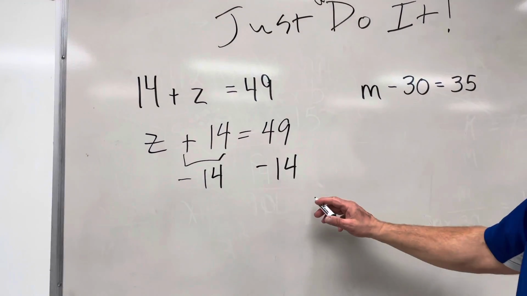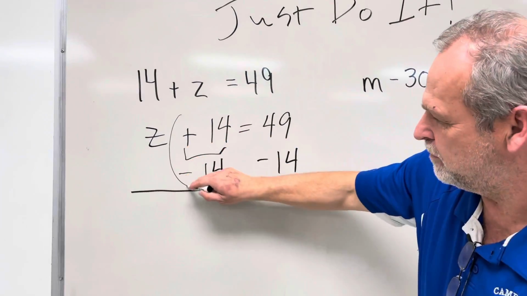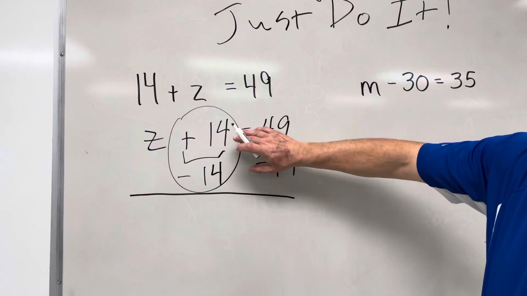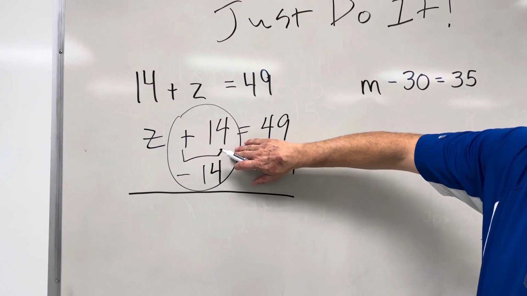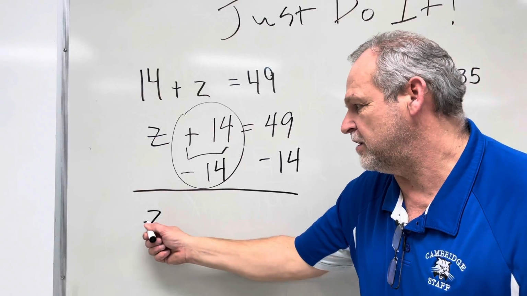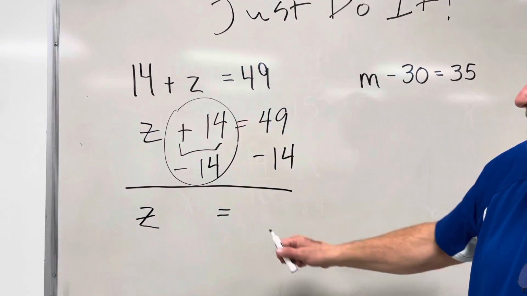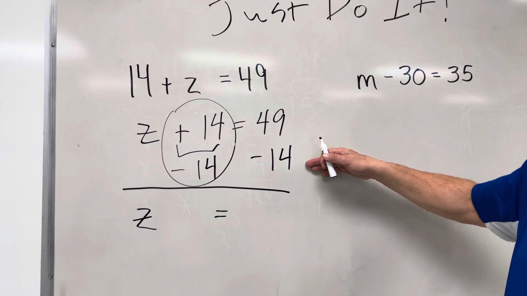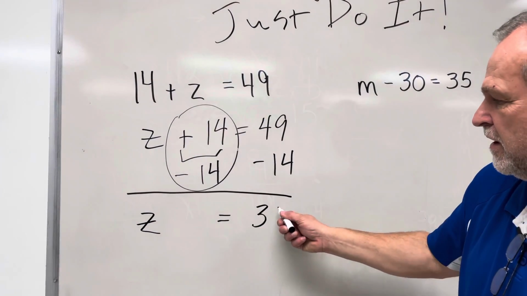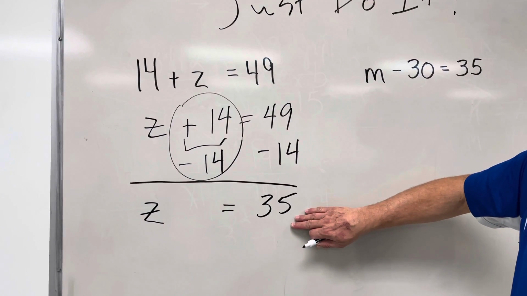the equation. And something else that I like to do, I like to circle the addition of 14 and subtraction of 14, indicating that these two operations will cancel one another out. This leaves me with the z all by itself. I've isolated the z. I have my equal sign, and I just perform the subtraction. 49 minus 14 gives us 35. And at this point, this is our solution.